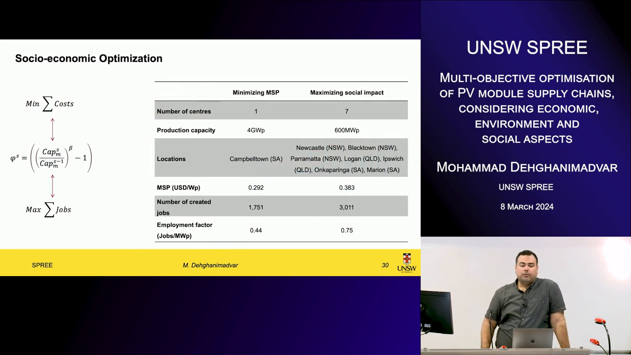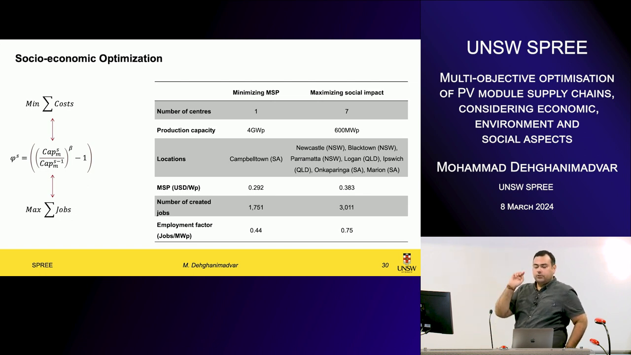So if you want to, for example, answer 80% of the demand, which is about 4 gigawatts, and you just want to minimize the cost, the model said, okay, just choose one center, 4 gigawatts, and enjoy the economies of scale's impact, and you can produce at around 30 cents per watt. One location inside Australia, everything there, and from that point, answer the demand. But the number of jobs that you can create is about 1,700.